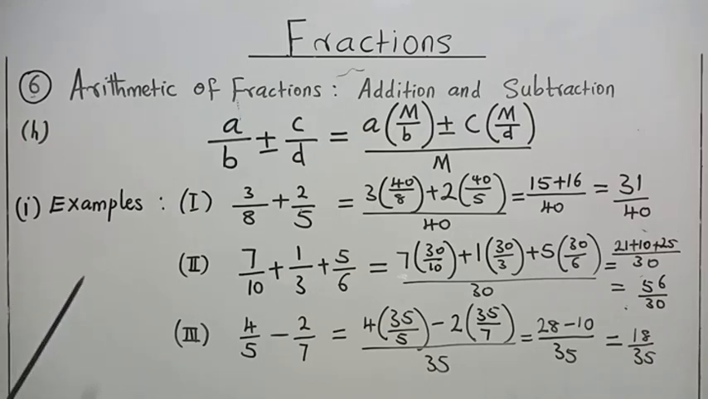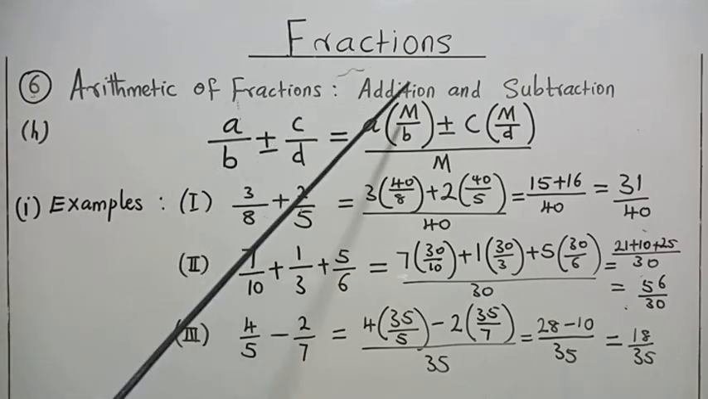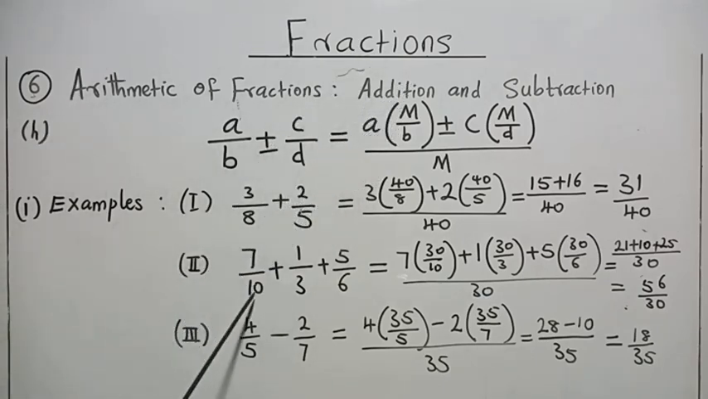Now, what is the M? The M is the common multiple. The common multiple can be any of the multiples common to 10, 3, and 6. The first and lowest common multiple of 10, 3, and 6 is 30. Therefore, with this formula in view, let 10 divide that common multiple and the result times 7. Let this 3 divide that common multiple and the result times 1. Let 6 divide that common multiple and the result times 5. See where it is playing out here.